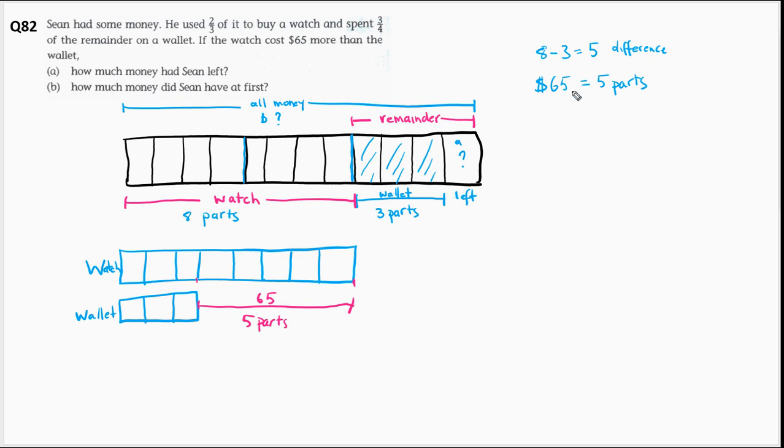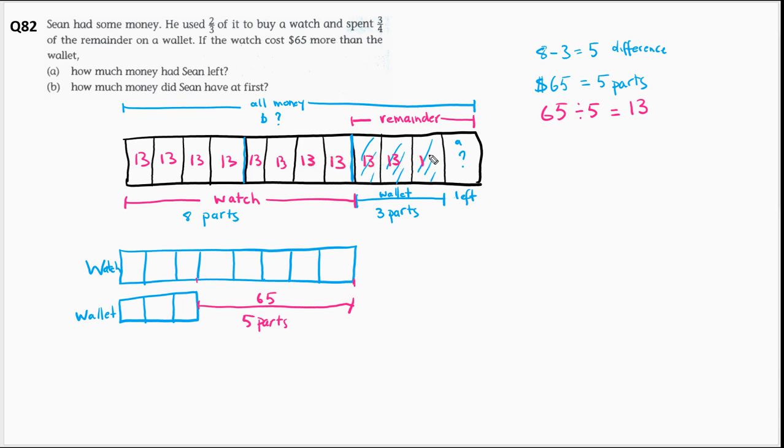So if we do 65, okay, if we divide that by 5, we're going to get the value of each of the parts, which is $13. All right. So each of these parts has a value of $13, and I can just put that in. I don't have to write them all in, but it can just be helpful to see as we get on.